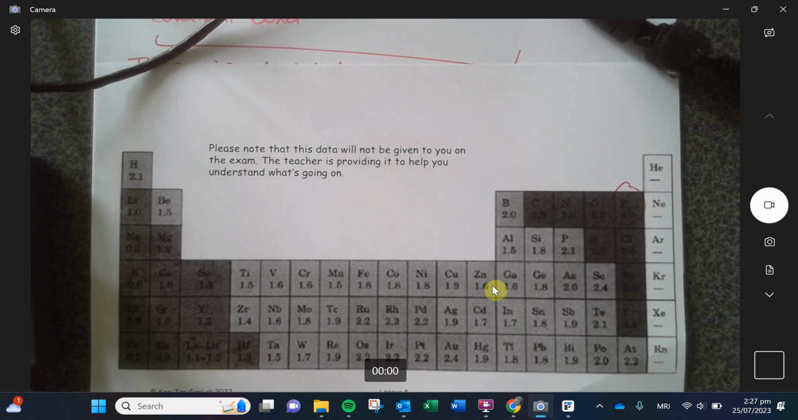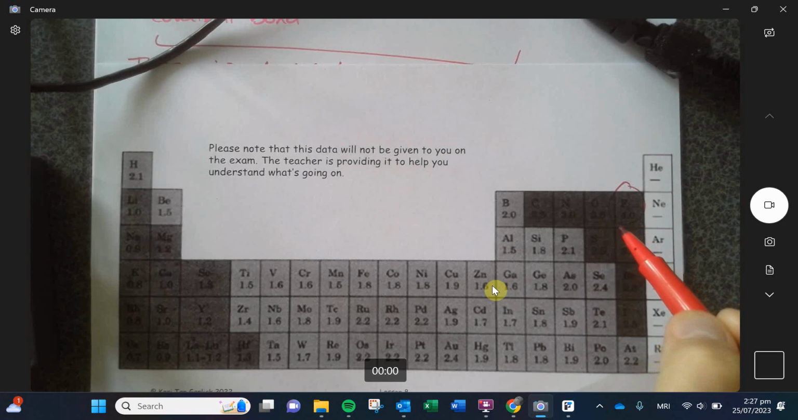Now, when we're thinking about electronegativity, the most electronegative element is going to be fluorine. When we think about this as a concept with this atomic structure, fluorine has 7 valence electrons. If it just gains 1 more, it'll be stable.